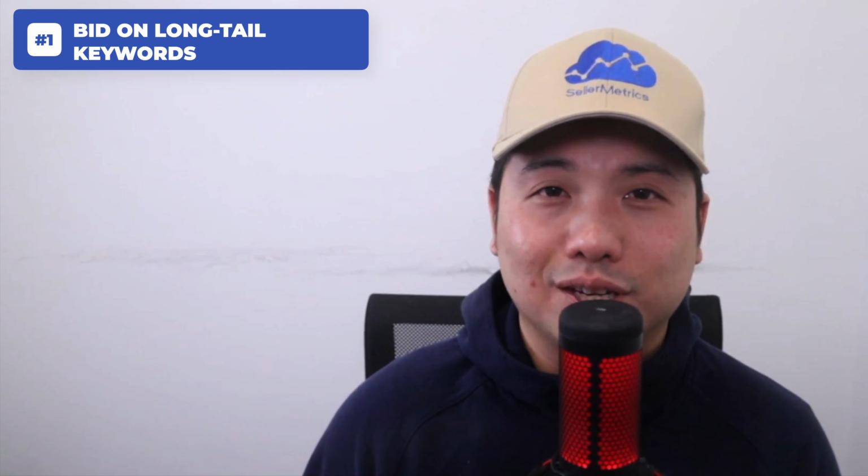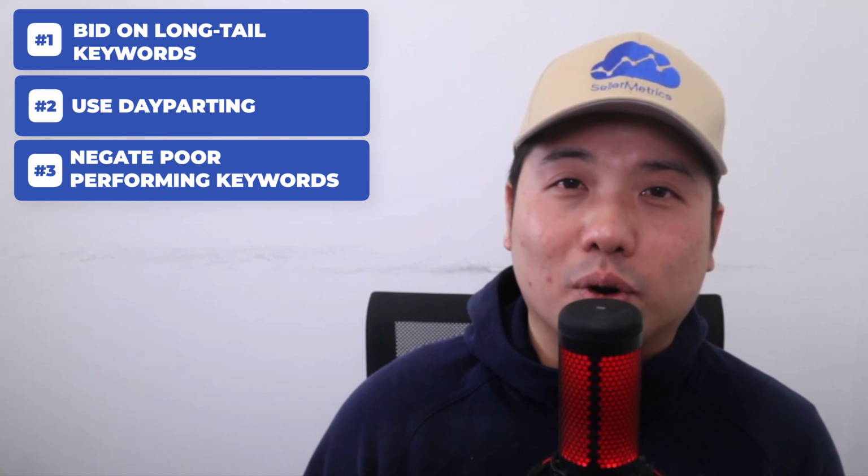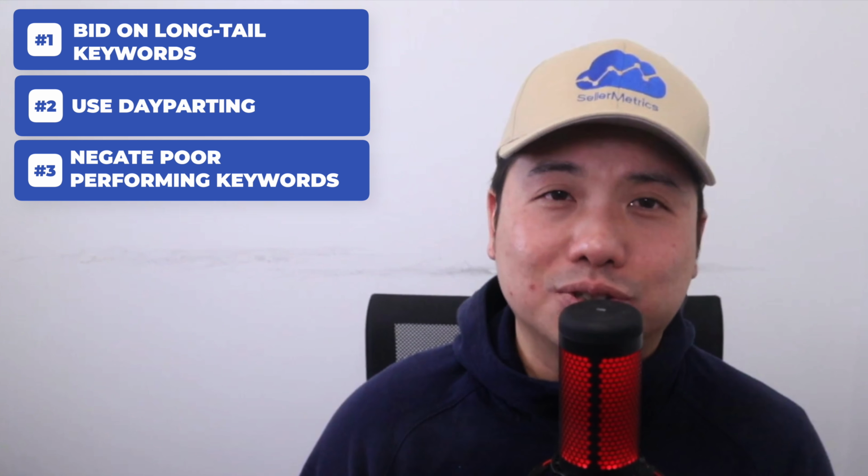So there you have it, 3 specific ways to help you lower ACoS immediately without sacrificing your sales. To summarize, the first strategy is to bid on long-tail keywords. 2, use dayparting. 3, negate poor performing keywords. And by implementing these strategies and regularly monitoring and adjusting your campaigns, you can improve your profitability and take your Amazon business to the next level.